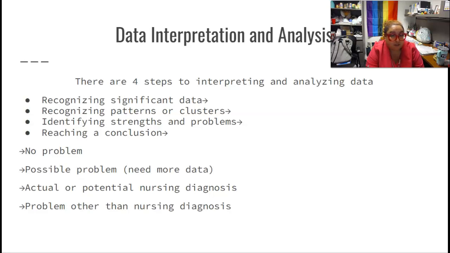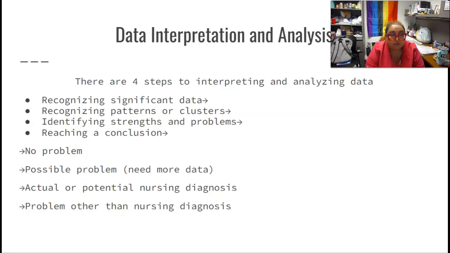However, with this patient itself, we know that there's an actual problem. The problem itself is the patient has pain related to their broken leg, as evidenced by the report of pain. You can see that they're in agonizing pain and the deformity of their leg. And then at that point, you've reached your conclusion and you have interpreted that data, you've analyzed it.